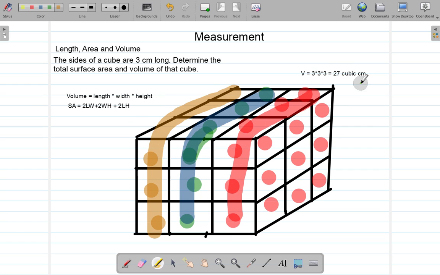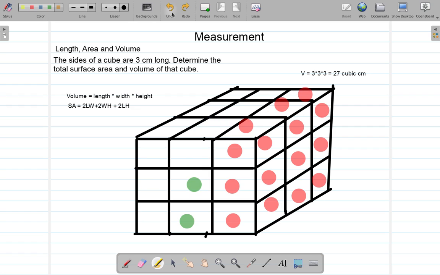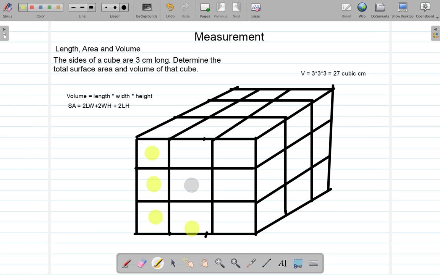But now that we see the volume, let's look at the surface area. How do we deal with the surface area of this cube? We have 1, 2, 3, 4, 5, 6, 7, 8, 9. We have 9, an area of 9 square centimeters at the front. So it's 1, 2, 3, 4, 5, 6, 7, 8, 9 at the front.